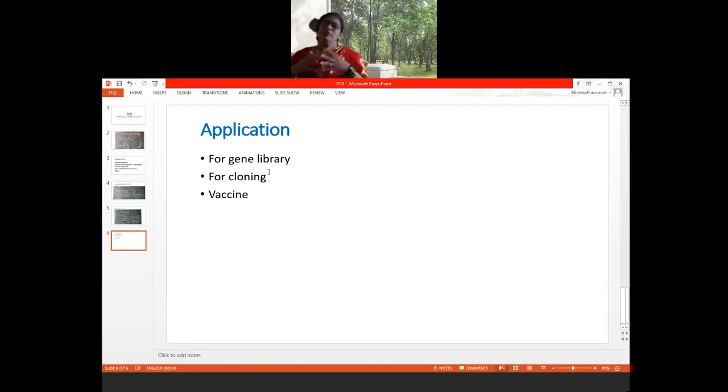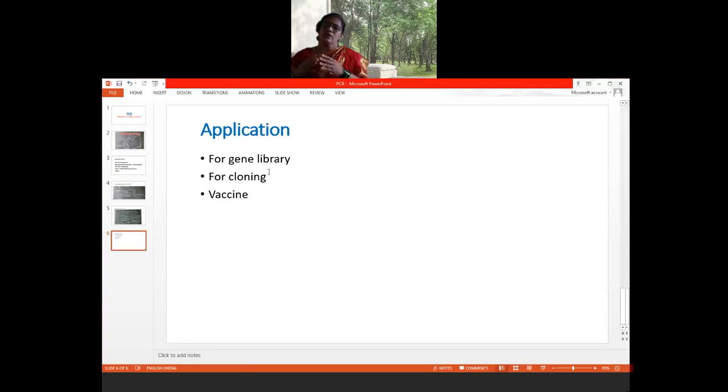When we select the gene which is to be amplified, we can produce multiple copies of this gene artificially within a short period. Within 2 to 3 minutes, 2 copies are produced, and within 20 to 30 minutes, we can produce billions of copies. It is used for a DNA library or gene library, as well as for cloning, and we can use this technique for vaccination as well.